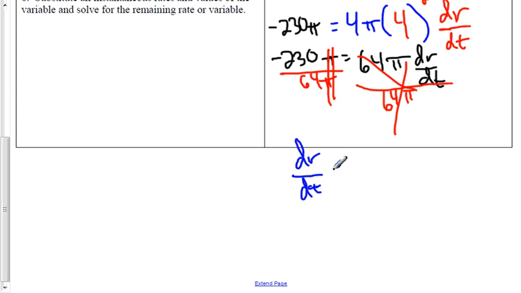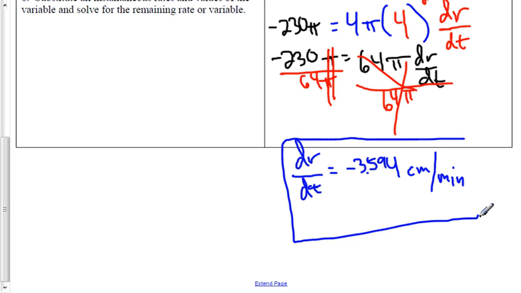When I put that into my calculator, I'm going to get negative 3.594 centimeters per minute. That is how much, when the balloon gets to 4 centimeters, the radius is changing: negative 3.594 centimeters per minute. Obviously that rate's going to change as the air goes out. That's going to be it for part 2. We'll do the next one as part 3.